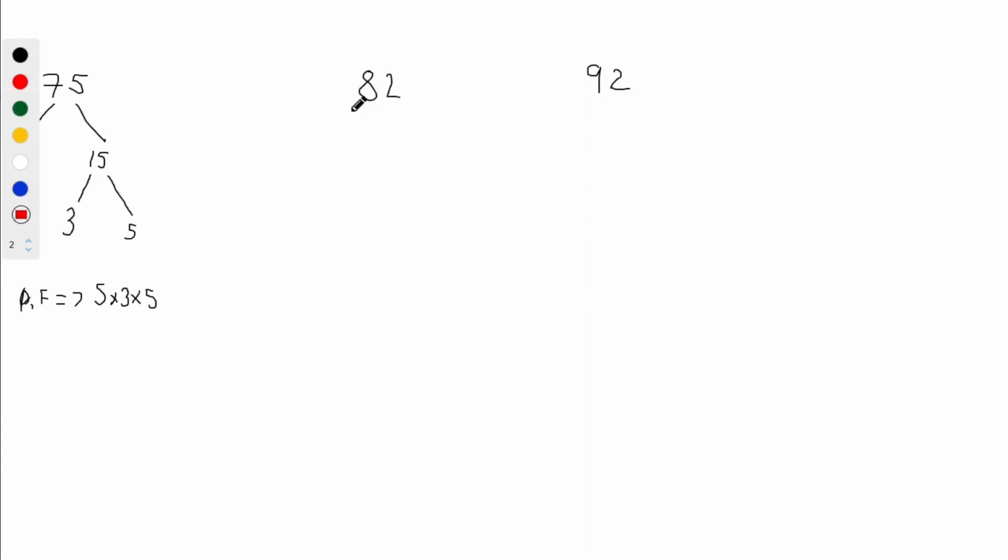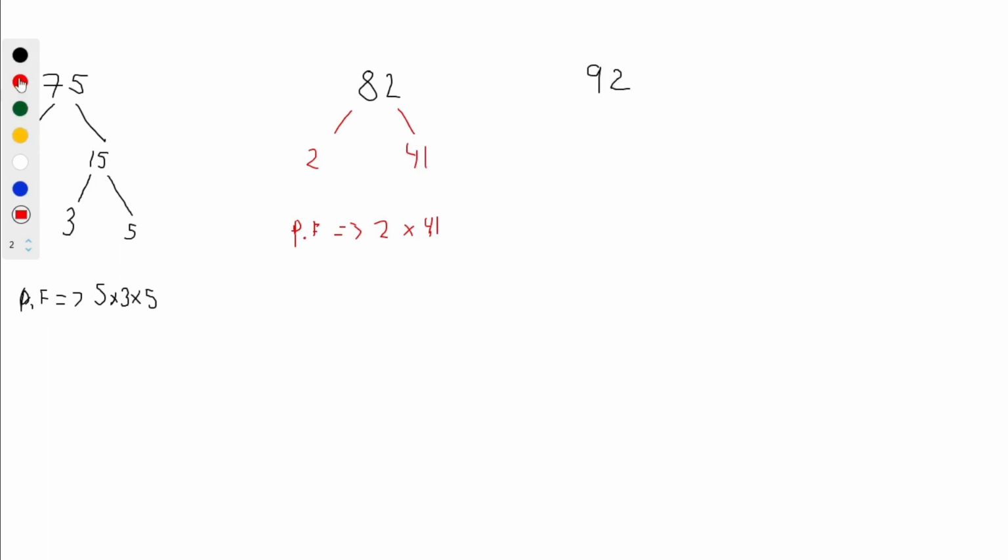So for 82, we can divide it by 2 first. So we know that 82 divided by 2 is 41. Now, if we know our math here, we know that 41 isn't really divisible by anything, right? And 41 itself is a prime number. So we can state that our prime factorization for this, our PF, would just be 2 times 41, as simple as that.